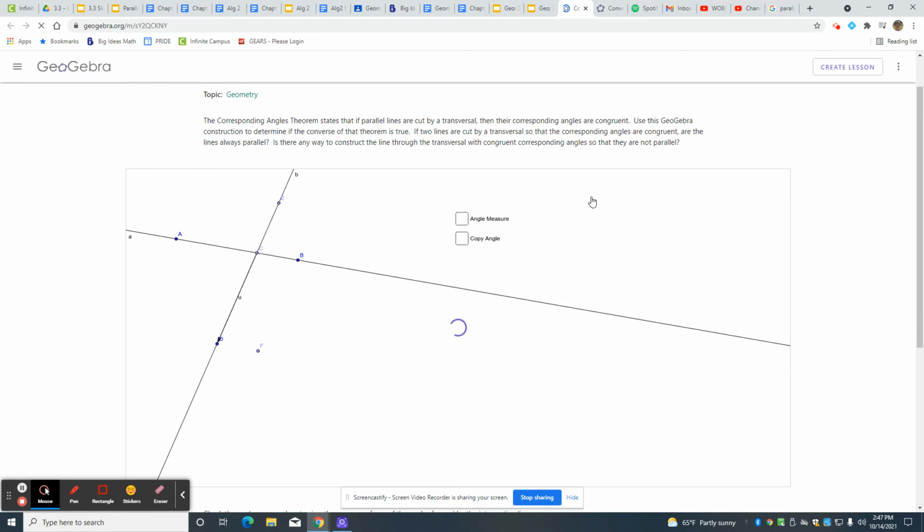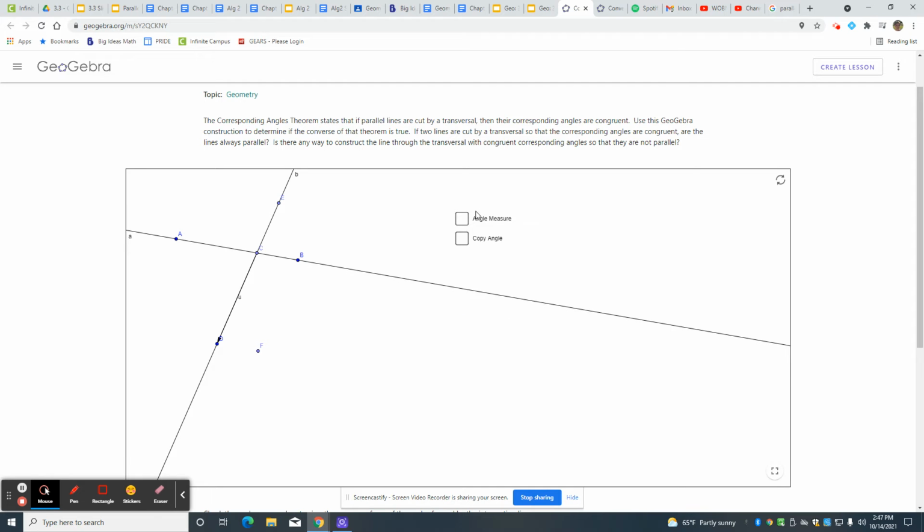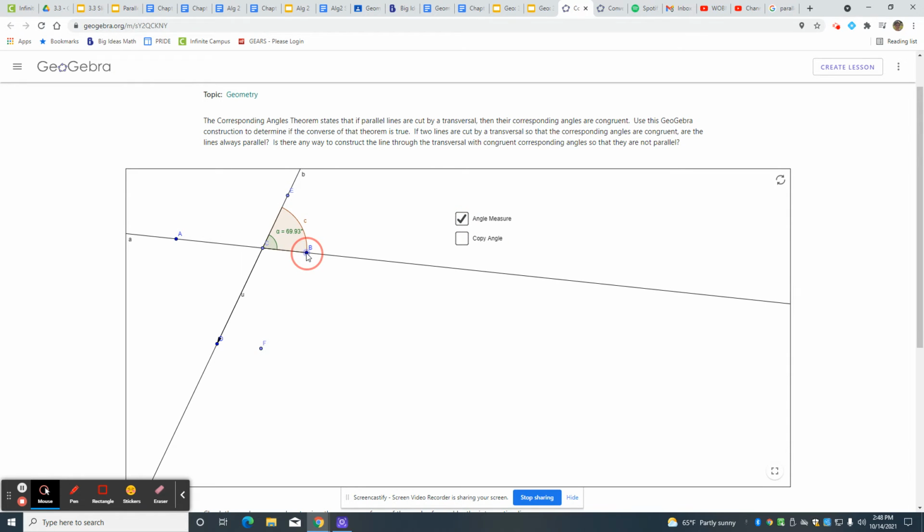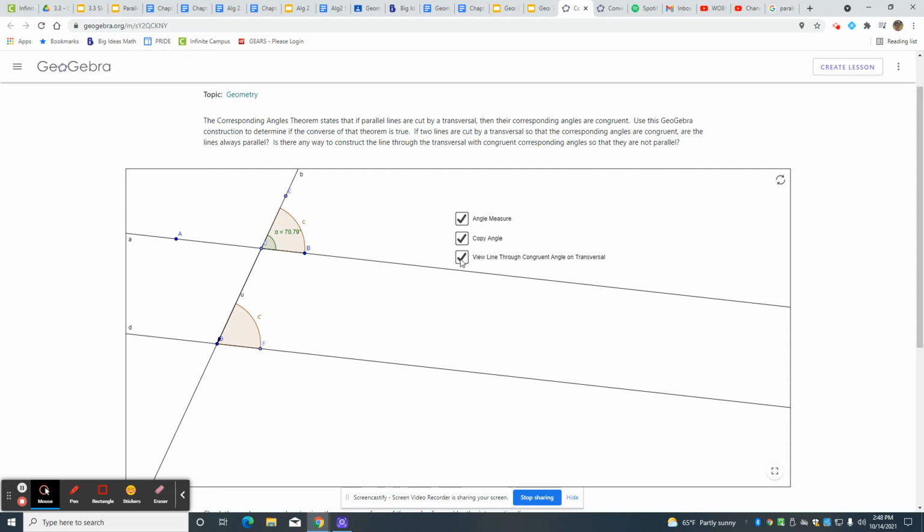So I'm going to open up this exploration here, and we're going to test this out with some corresponding angles. I'm going to form an angle here on this line. I'll make it about a 70 degree angle. And I'm wondering, if I copy this same angle, this same measure right here, and I create another line through this angle, would that force my two lines to be parallel?